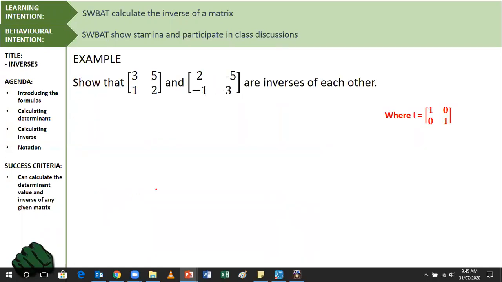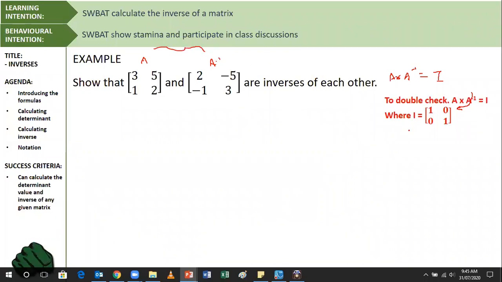So show that they're inverses of each other. Remember at the start of this that if you had A times A inverse, it must equal I. So that's why I've left this here. If we're calling this A and we're saying that this is the inverse, that means if I multiply them, that should give me the identity.